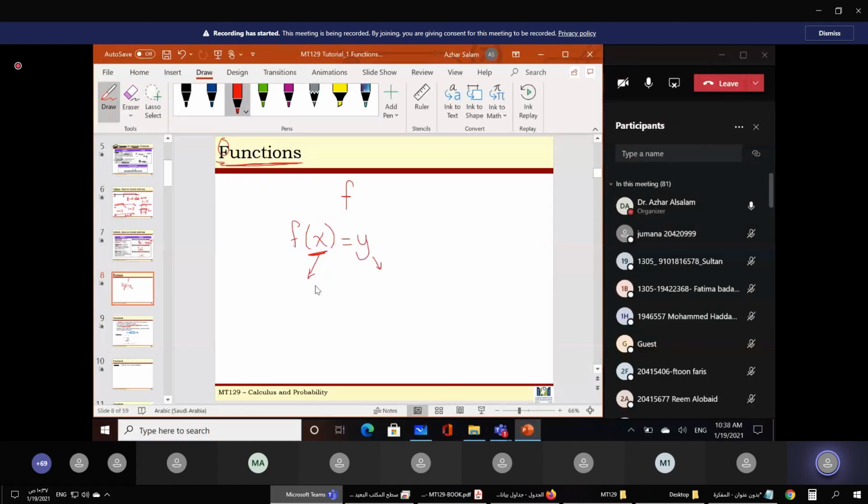I call the variable x the independent variable, and I call y the dependent variable, which means that I can choose any value for the independent variable x, but the variable y I can only find by using the variable x.